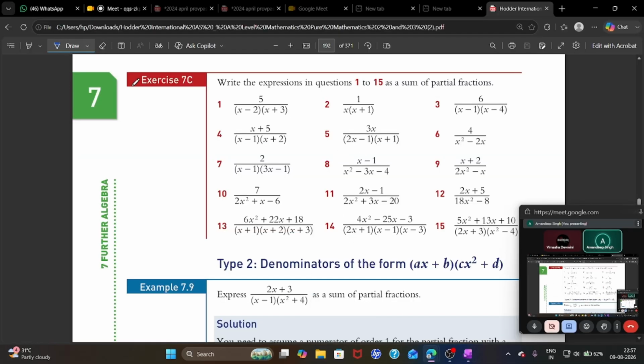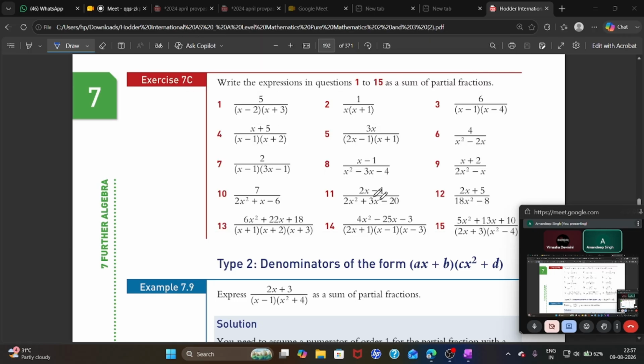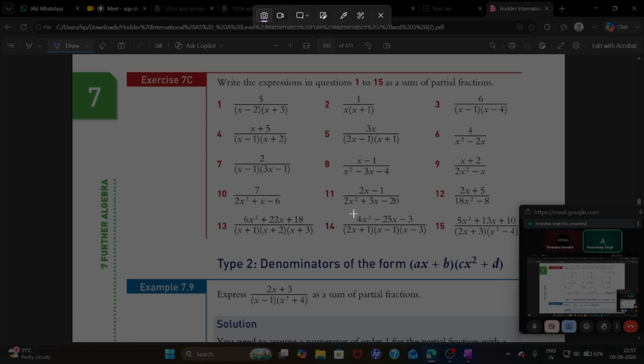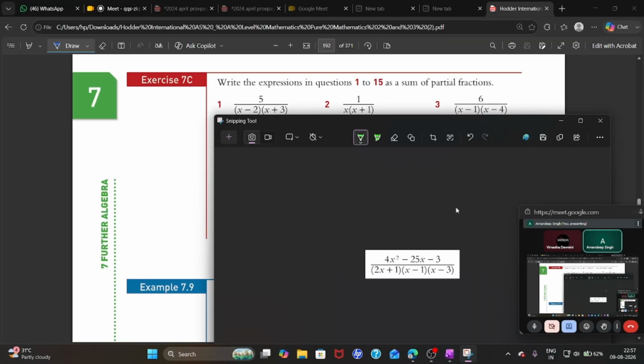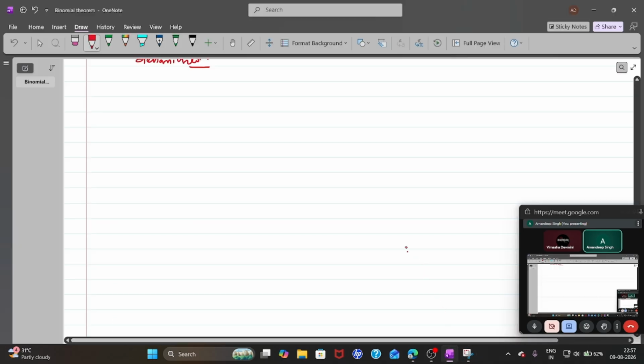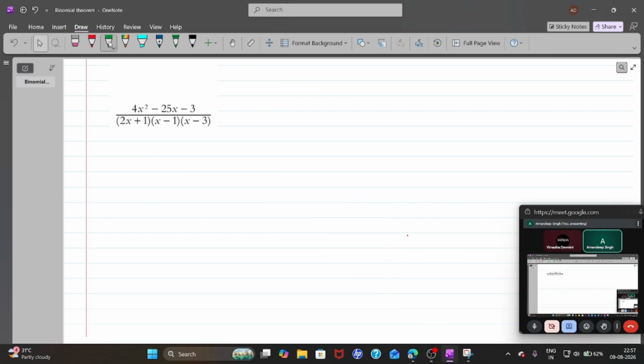So I'm teaching you one of the random questions from here. In this question, because all the factors are linear factors, we will write it as a over 2x plus 1, b over x minus 1, and c over x minus 3, right? Because this is type 1.